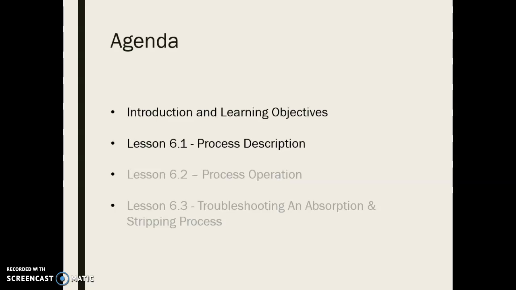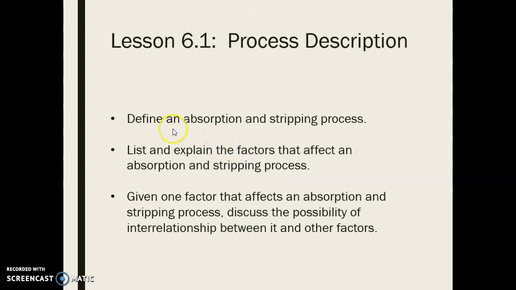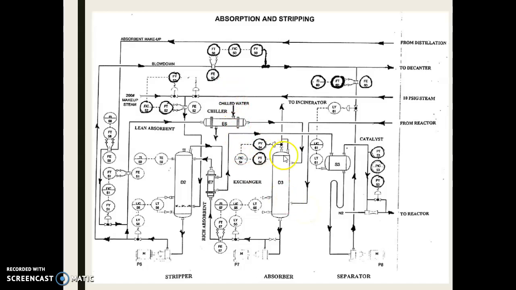All right, so we'll talk about the introduction, the learning objectives, and the process description. Initially we're going to learn what an absorption process and a stripping process actually are. Then we're going to explain the factors that affect these two processes. And then, given one factor that affects absorption or stripping, we'll discuss how it affects other factors. Okay, normal thing. This is an older picture of the absorption and stripping, and I have some newer ones in there, so I just want to show you this right now.